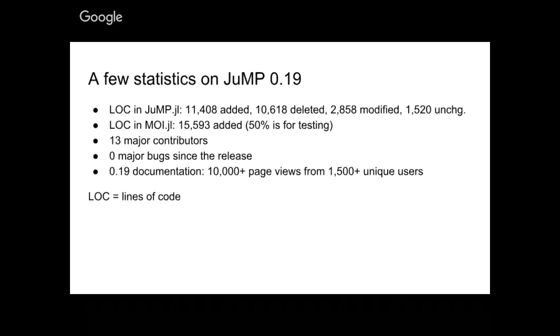And to give a sense of how many people are using it, we can measure who looked at the documentation. We have about 10,000 page views from 1,500 unique users over the past 3 weeks. So that gives you a scope, an estimate of how many people have been upgrading and maybe how many people are using JuMP, at least in the first 3 weeks.